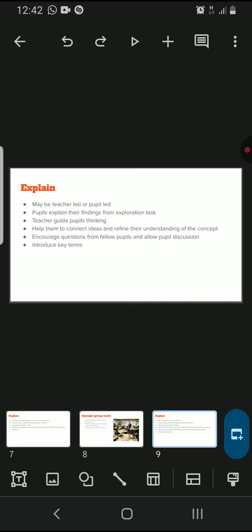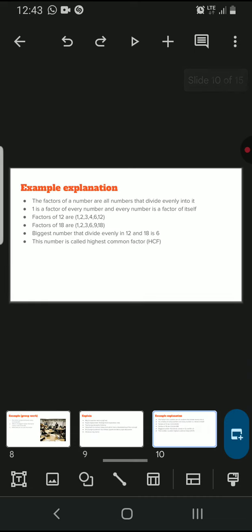How do you refine? You ask them guiding questions, you ask them probing questions to make them explain more or polish up their ideas. You also encourage discussion amongst the pupils. After they have finished, the teacher now introduces the key terms to use. For instance, we explain now the idea of factors and highest common factor.